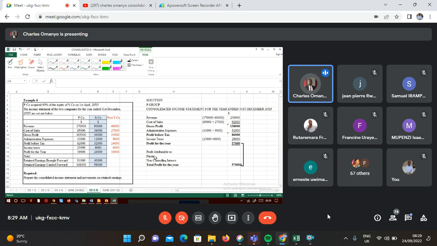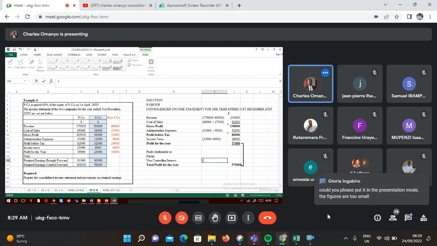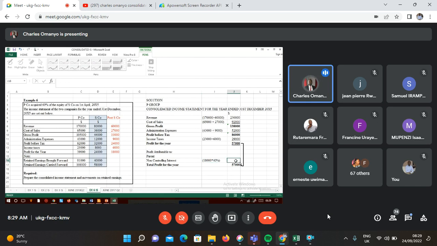So this profit is the one you transfer down there. Okay, let's continue. After you've done that, you now find out what goes to non-controlling interest. What goes to non-controlling interest is the post-acquisition profit for the year of 18,000 times we acquired 60%. How much did we not acquire? 40%. So what goes to the non-controlling interest is 18,000 times 40%, which is 7,200.